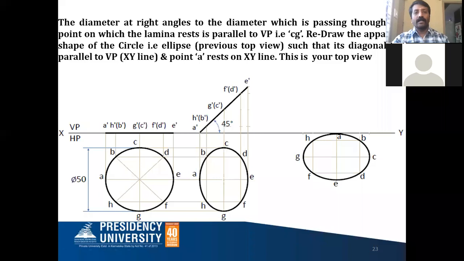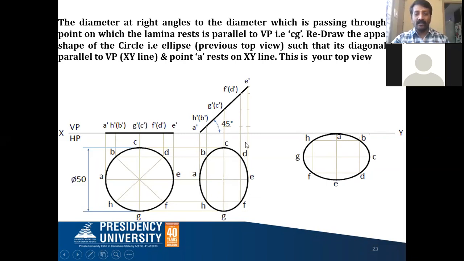The diameter at right angles to the diameter which is passing through the point. So this is the diameter AE, which is the right angle diameter passing through this resting diameter, which is the right angle diameter CG. So CG. So this he says it is parallel to VP. Now the CG is perpendicular to VP or XY line.